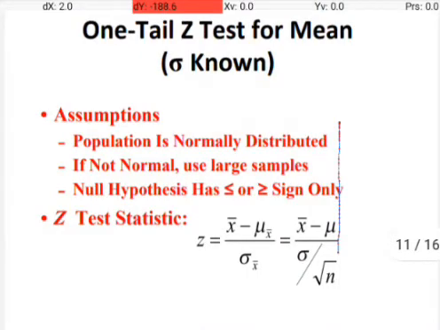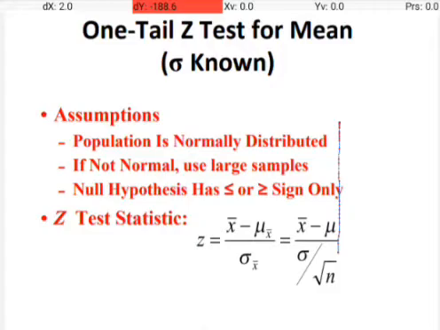So now let's talk about the one-tail Z test for mean, sigma known. Sorry, sigma is known, and that's the standard deviation.